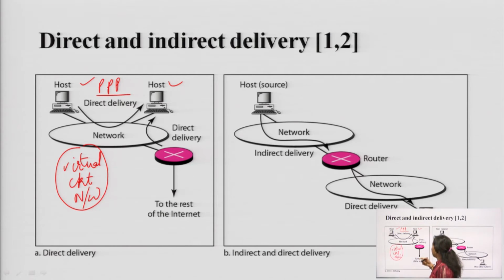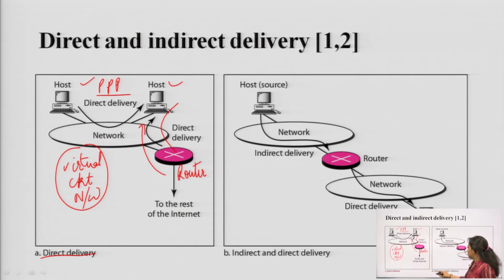Same is the case if I want to deliver the data from this host to this router, which is basically a router, or from the router to this host. This is also a way where the data will be transferred from this router to this host. So, this is a case of direct delivery where there is no intermediate node between the two computers or two routers or different computers.